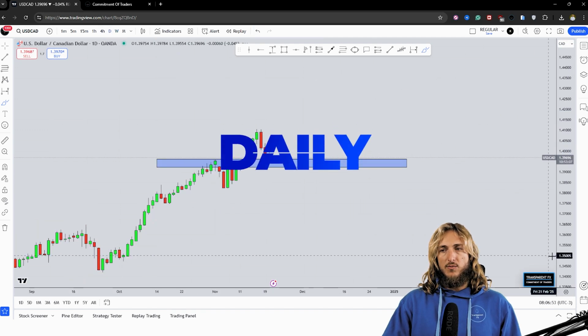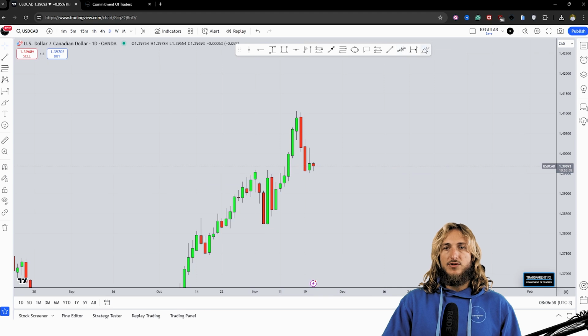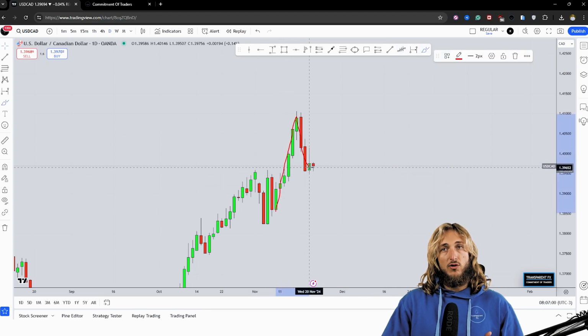Dropping down on the daily time frame, what do we see? Now, from a daily standpoint, what we can notice is that we just had a very strong impulse to the upside, followed by this correction.